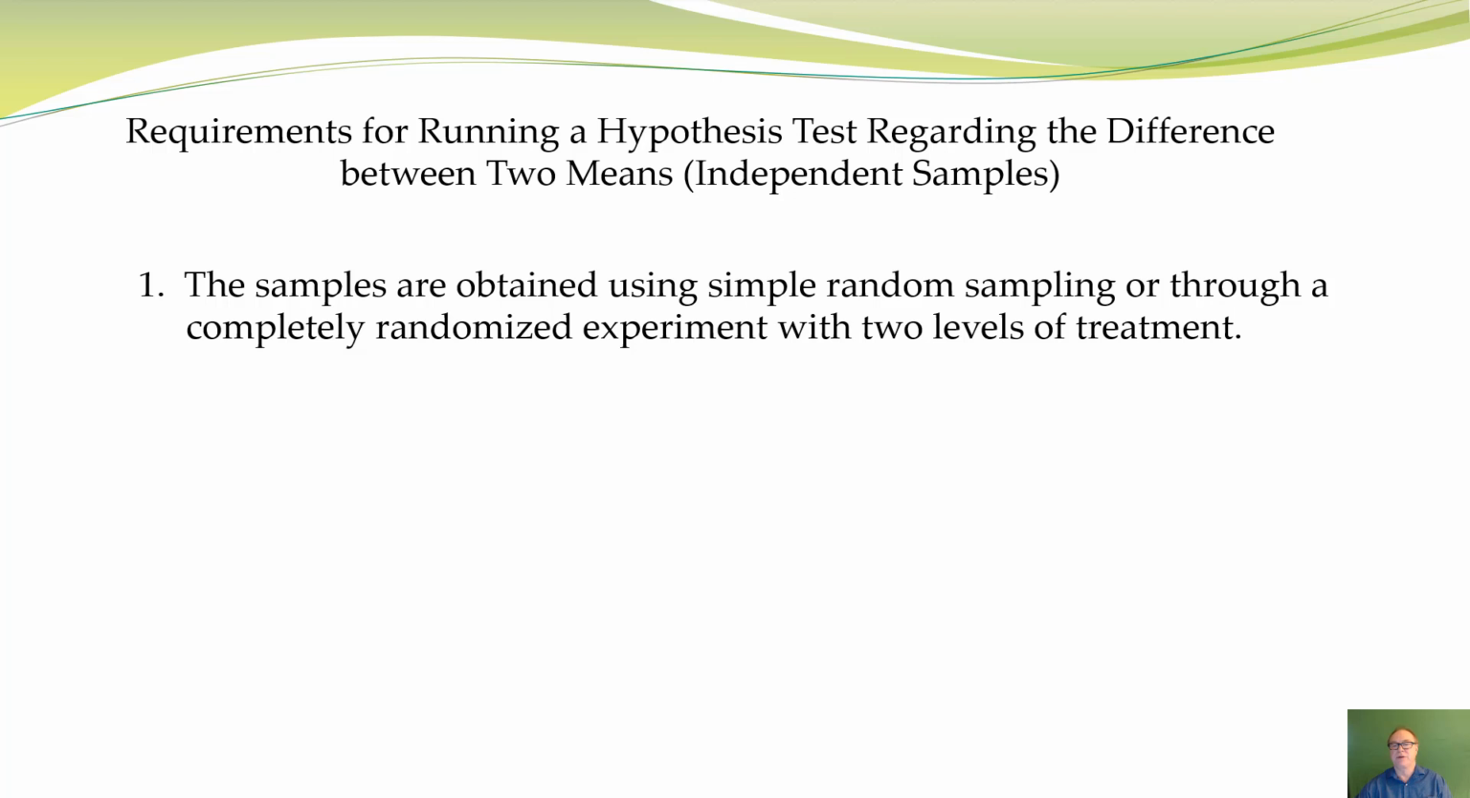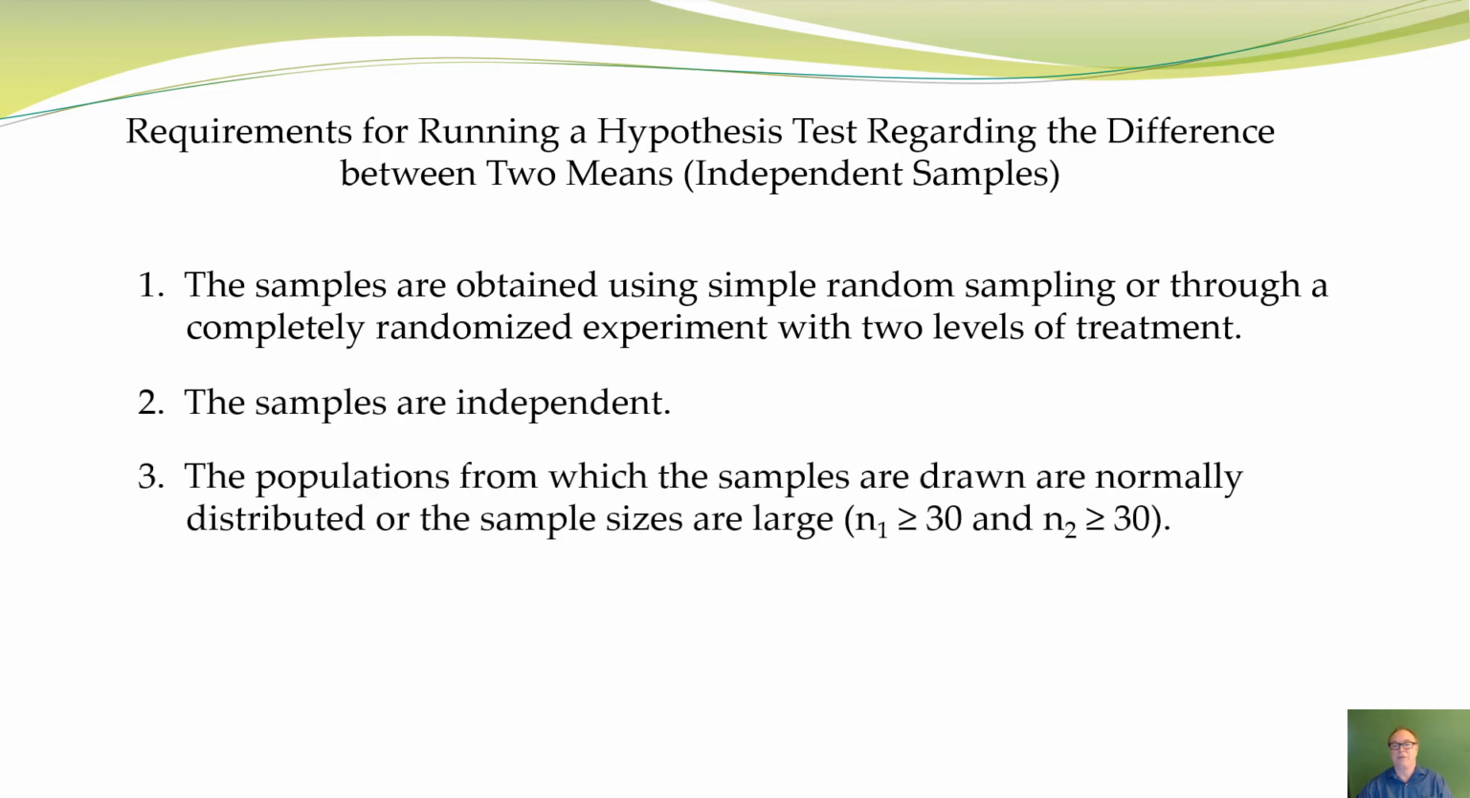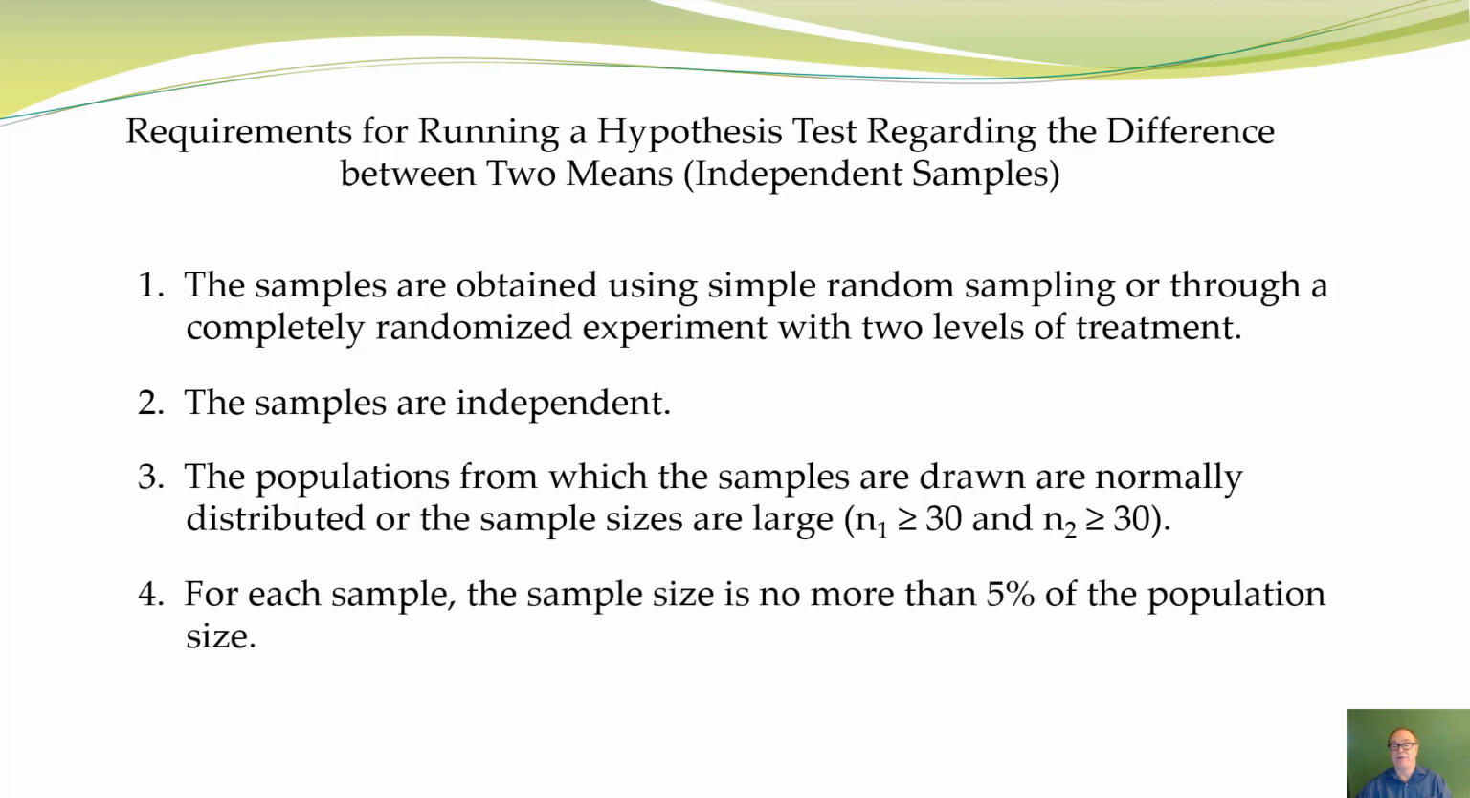First, the samples are obtained using simple random sampling or through a completely randomized experiment with two levels of treatment. The samples are independent. The populations from which the samples are drawn are normally distributed, or the sample sizes are large, greater than or equal to 30. For each sample, the sample size is no more than 5% of the population size. Okay, those four requirements must be met to run a hypothesis test.